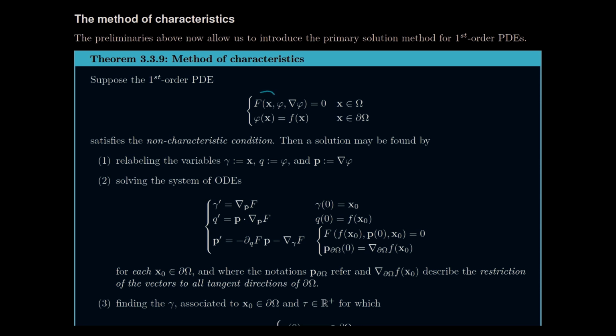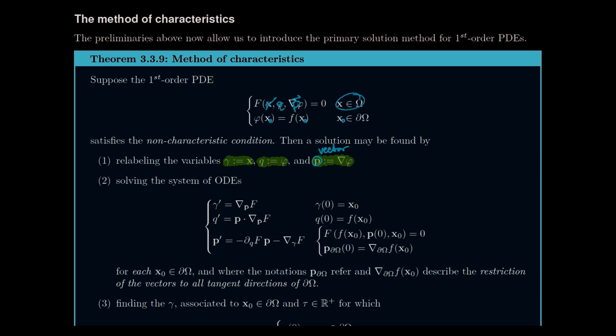The way that we manage to use the PDE to find characteristic curves is we have to start by making a relabeling. So we take the x and we relabel it gamma. That's going to be our characteristic curve. Not really a surprise there that x is going to be gamma, because gamma is flowing through the domain. We're going to relabel phi as q, and we're going to relabel the gradient of phi as the vector p. Okay, so we're going to start by making that relabeling. I'm also going to relabel the element on the boundary as x sub 0, or x naught.